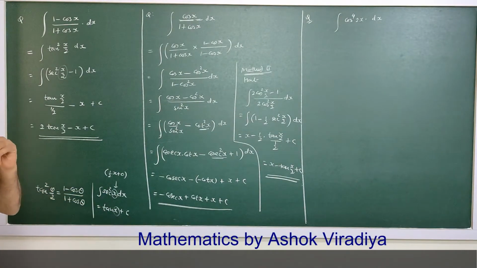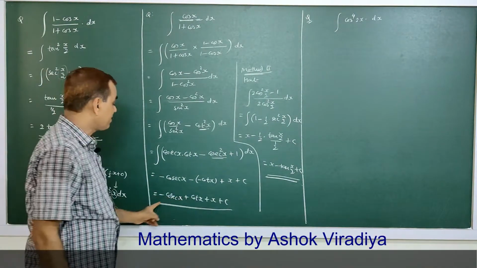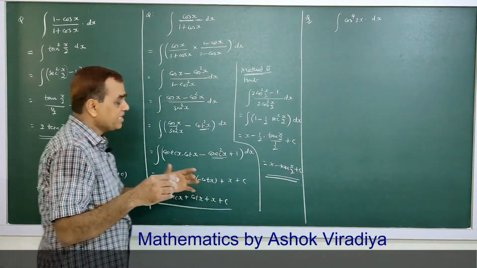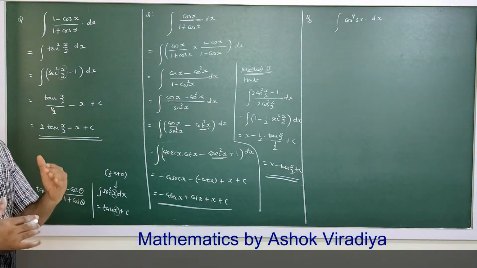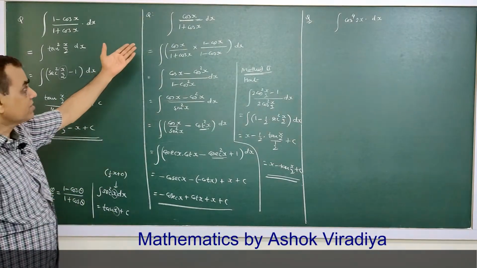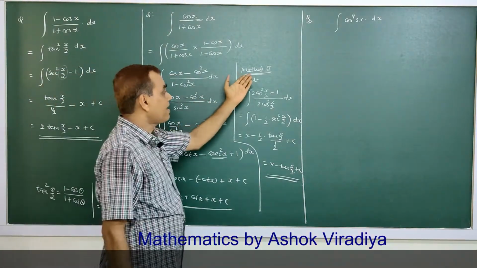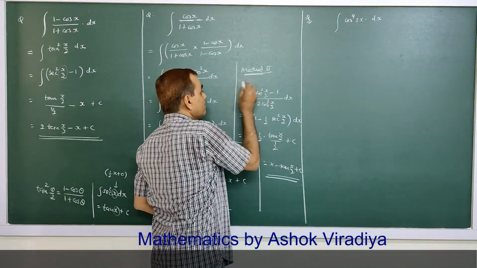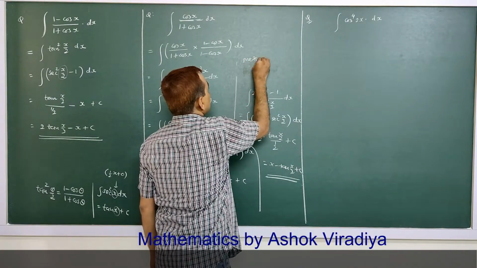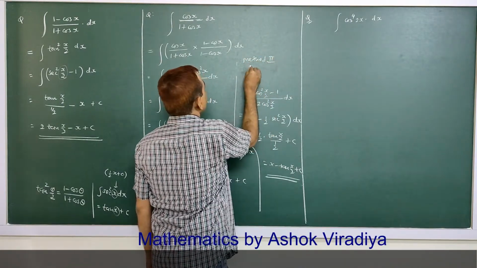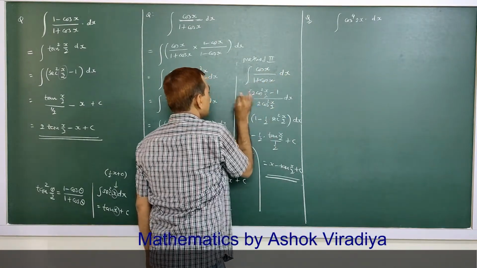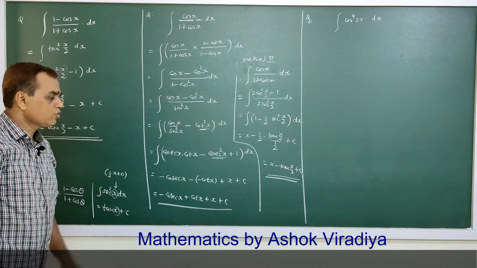Answer can be in different form. Here the form is different. So answers can be in different form if you solve the question by another method. Here the first method was done one way, and in method 2 we have solved another way. So here this was method 2, cos x upon 1 plus cos x dx. You can do it by any method.